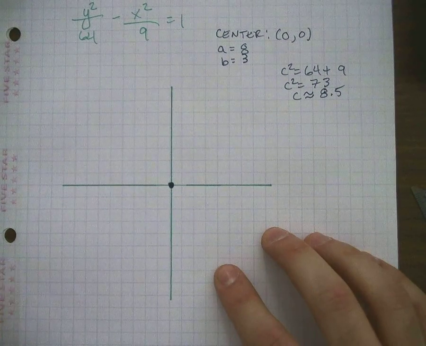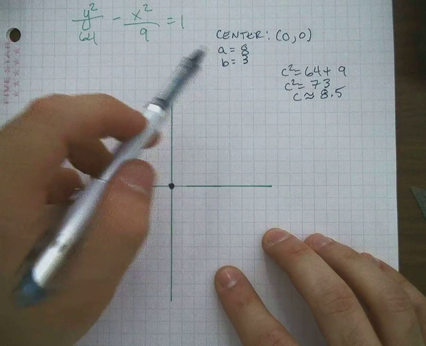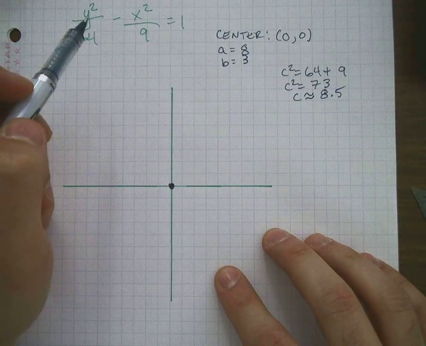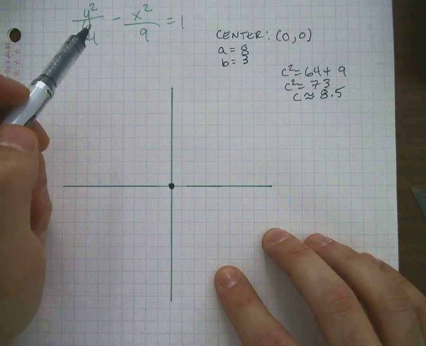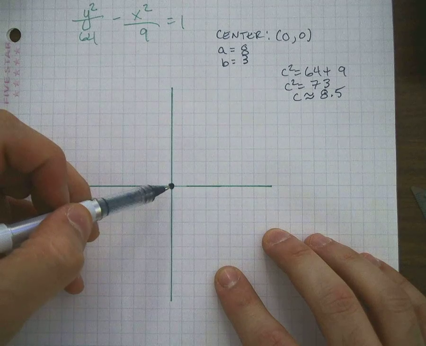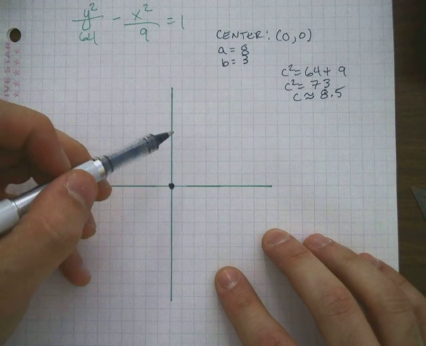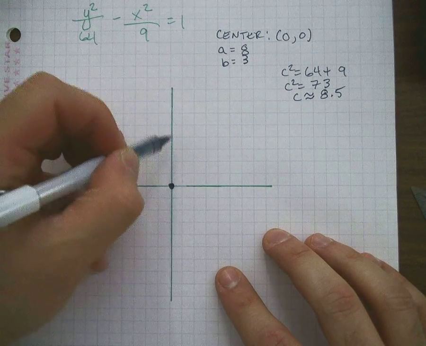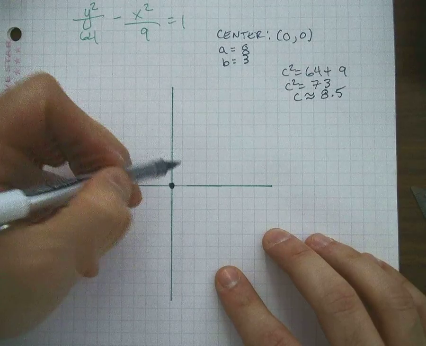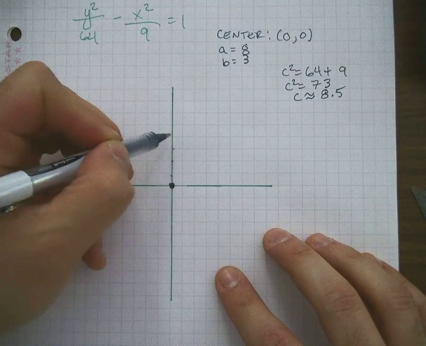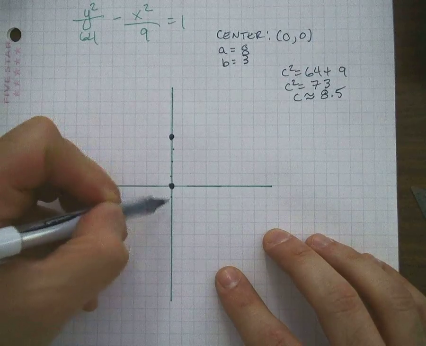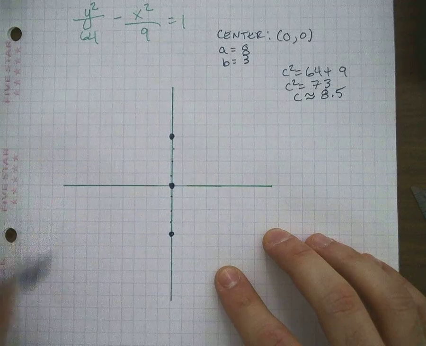So I'm going to go ahead and make my center at the origin there. Now, a is underneath my y squared term. That means that I'm going to move from the center up 8. And I'm going to do this by 2's. So we're going to go 2, 4, 6, and 8 right there.